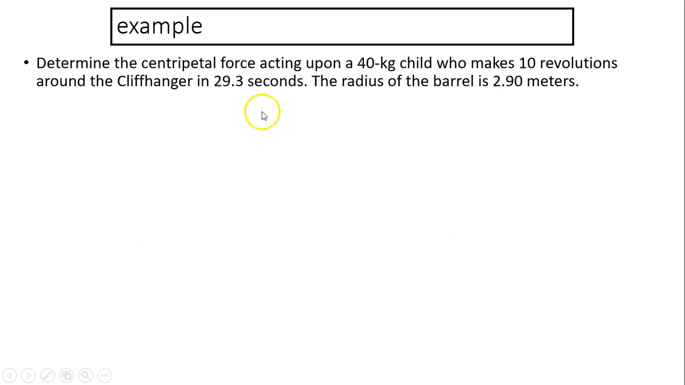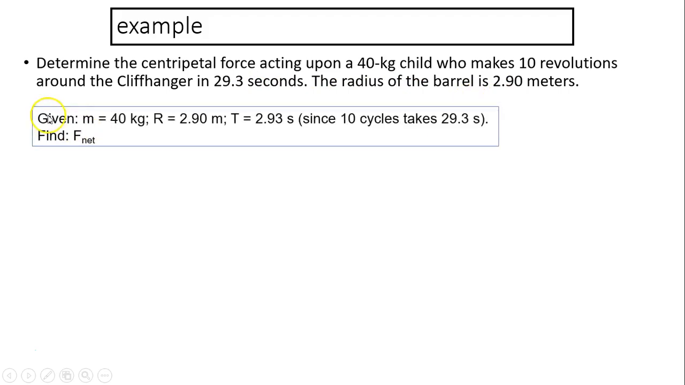Another example. Determine the centripetal force acting upon a 40 kilogram child who makes 10 revolutions around the Cliffhanger in 29.3 seconds. The radius of the barrel is 2.9 meters. Let's see, these are given: mass, radius, and T. Since they have given us 10 revolutions, T is for 1 revolution, 1 lap. So 10 is 29.3, 1 is 2.93. So once you figure that out, we can figure out everything else.